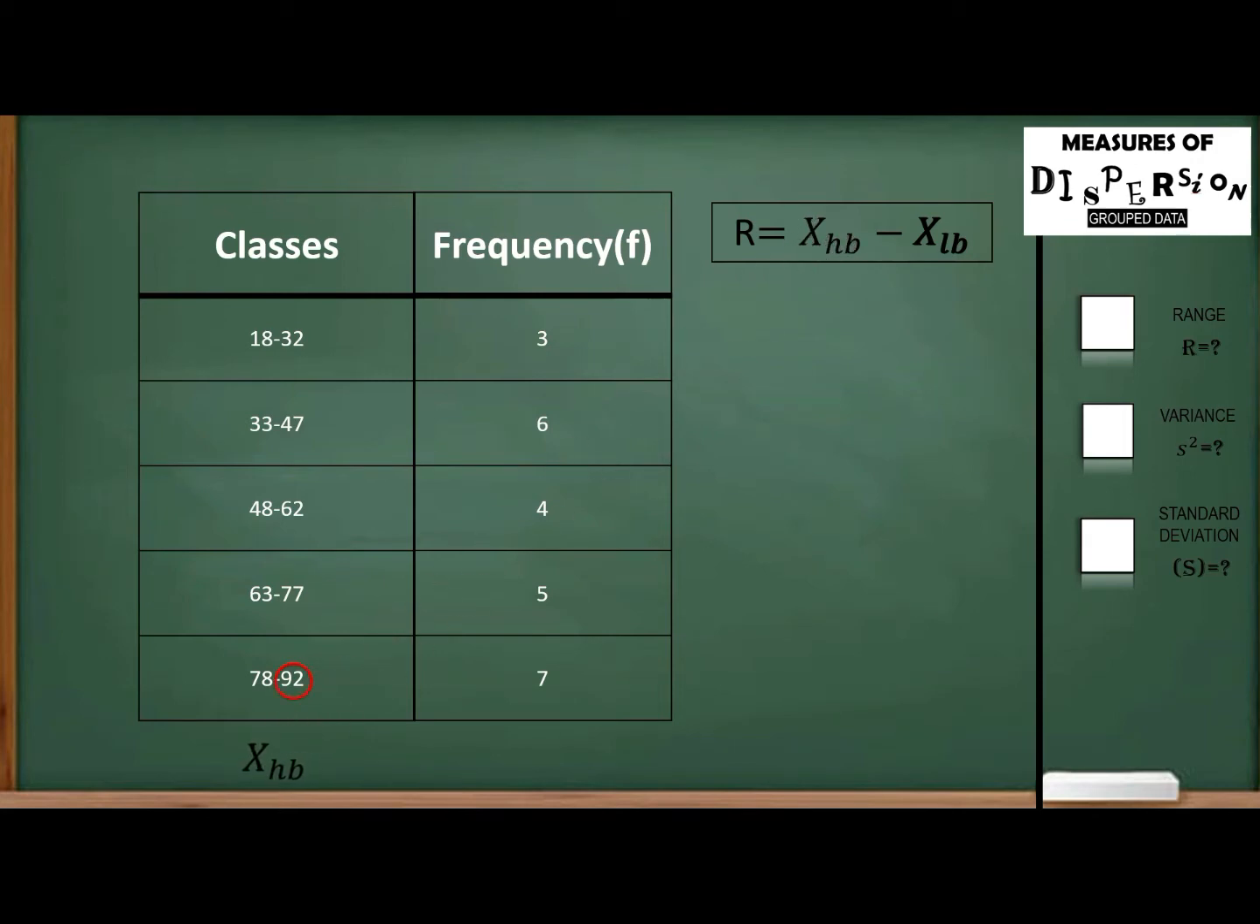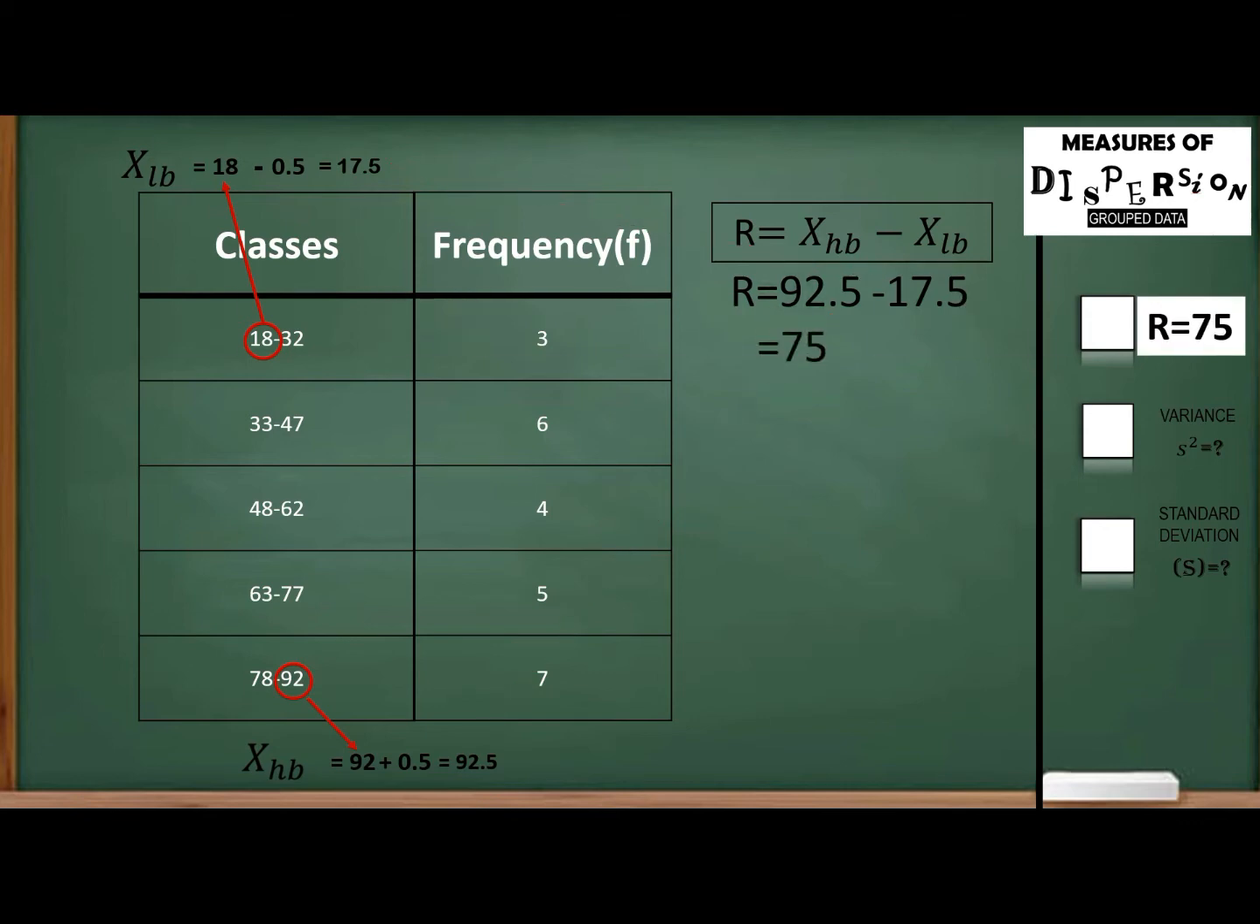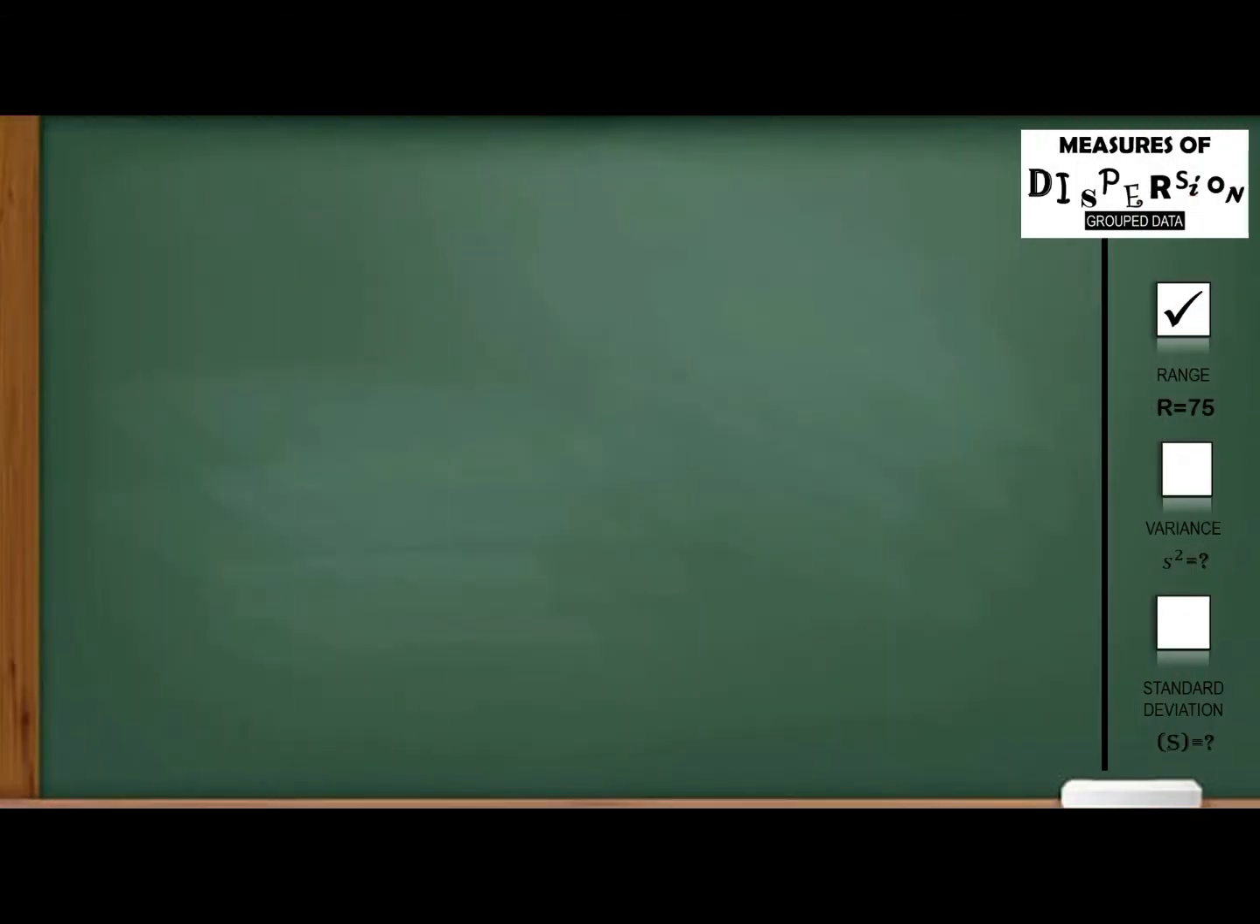The XHB is the value when the highest class interval is added by a constant value of 0.5, so 92 plus 0.5 is equal to 92.5. On the contrary, the XLB will be achieved when we subtract 0.5 from the lowest class interval. Therefore, 18 minus 0.5 is equal to 17.5. 92.5 minus 17.5 is equal to 75. 75 will be the range of the data.